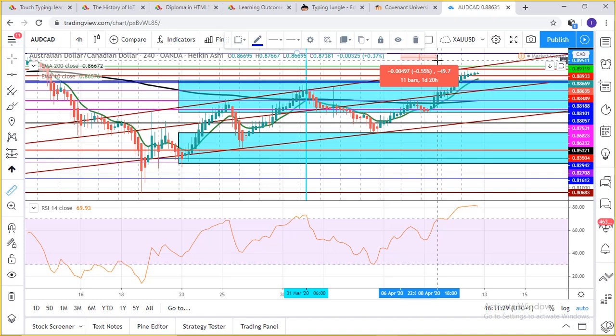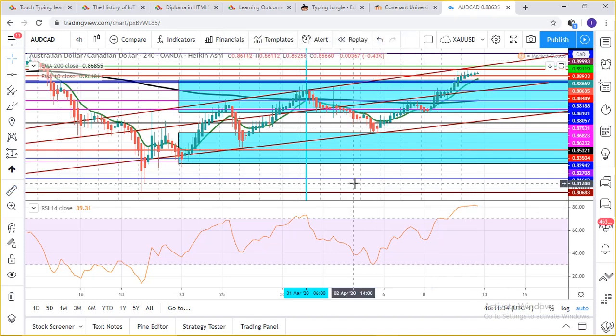It's 105 pips on a shorter time frame. So between there and there, there's going to be a complete reversal, which I expect around Tuesday or Wednesday. That's what we're going to see.